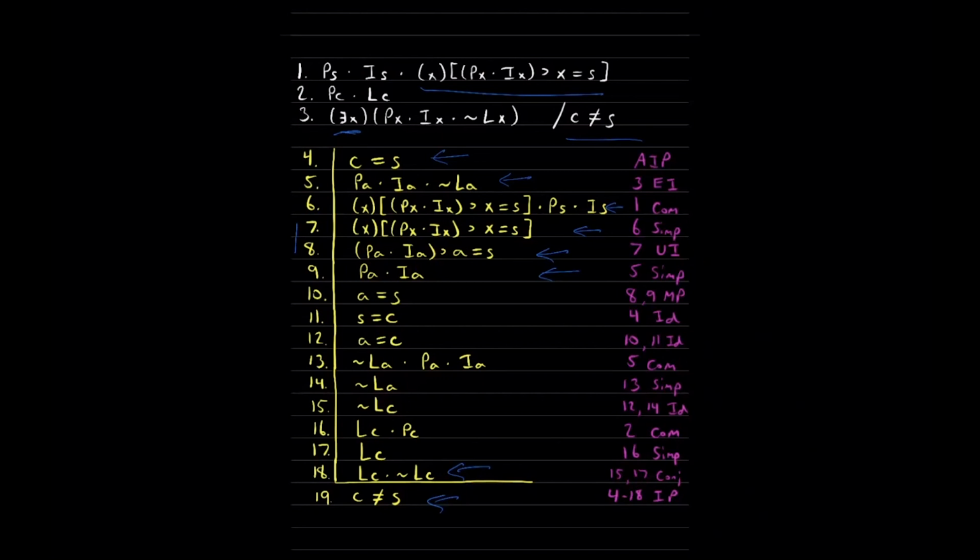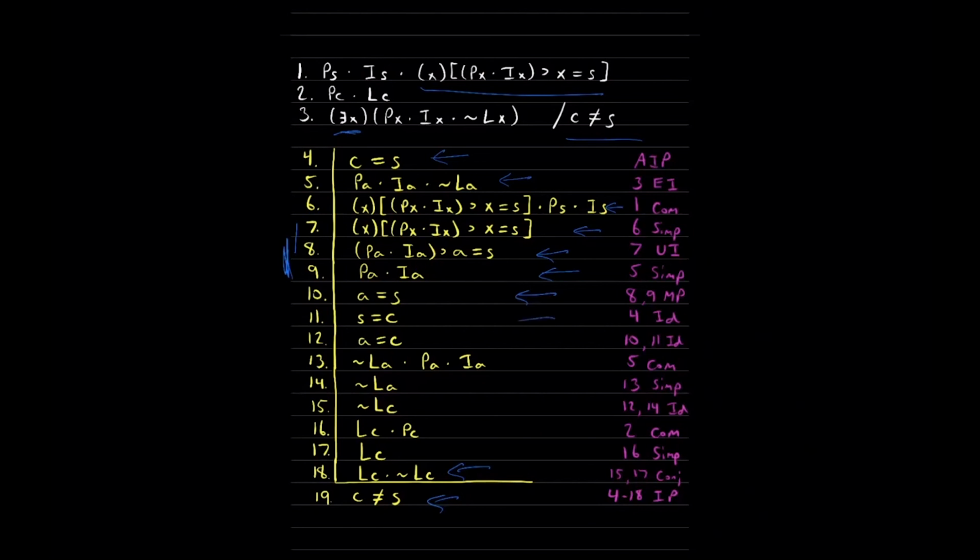And I think if you look at the relationship between 8 and 9 now, that should be pretty clear. Line 8 just says, well, if you have PA and IA, you get A is identical to S. So on line 10, which I'm highlighting with an arrow now, we get A is identical to S by modus ponens from line 8 and 9. Our initial assumption, line 4, was that C is identical to S.